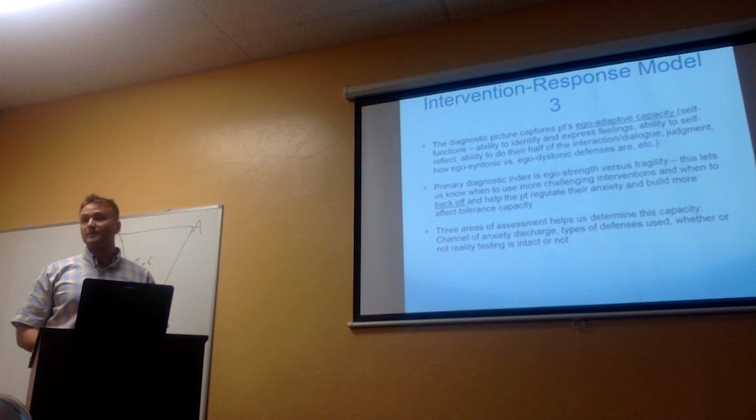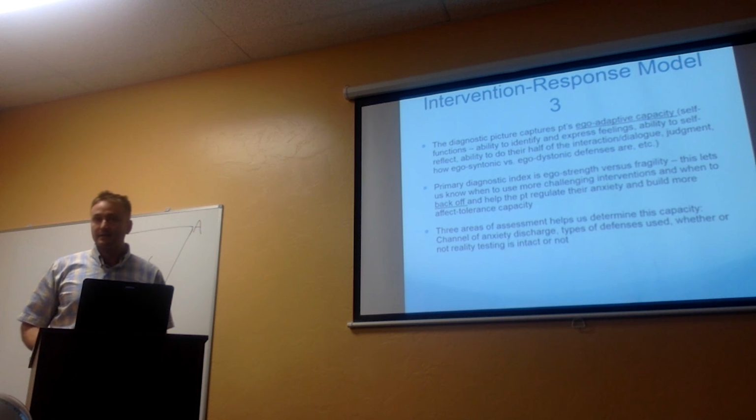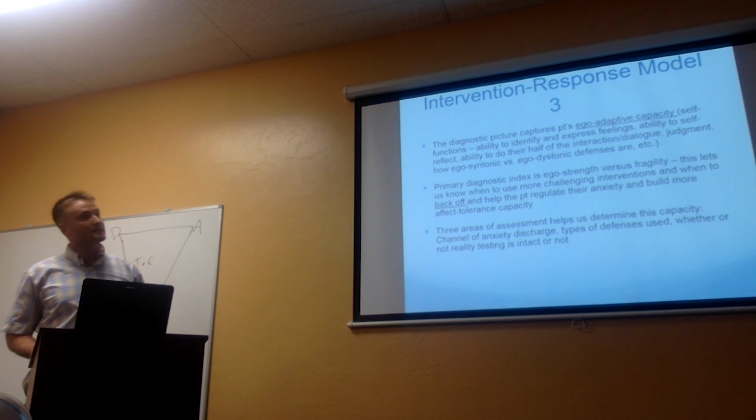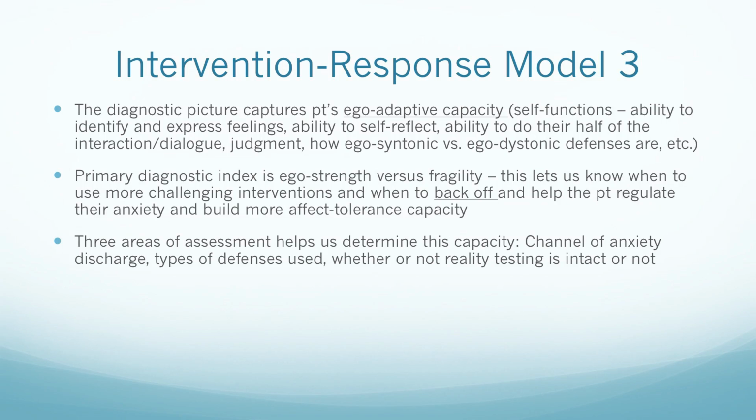Okay? And so what does that mean, diagnostic picture? It's not in a DSM sense, but what we're looking at is essentially the patient's ego-adaptive capacity. In other words, their self-functions, their ability to identify and express feelings, ability to self-reflect, to do their half of the interaction, the dialogue. We look at how egosyntonic versus egodystonic their defenses are.